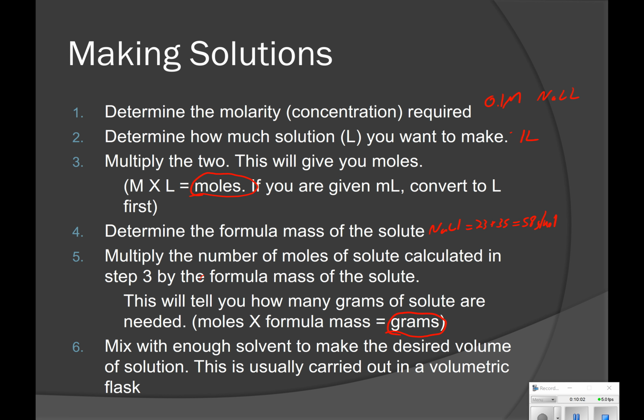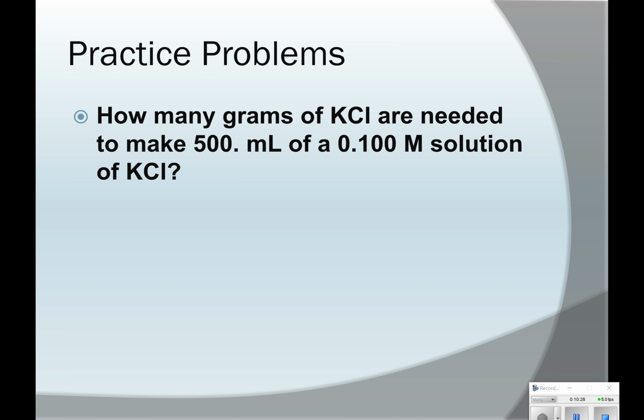This is now something that we can go and measure to make our solution, because we can't measure moles on a scale. So we have to do our conversions here. We can measure the grams that we need, and then we can dissolve that into the 1 liter of solution that we wanted to make. This is often carried out in a volumetric flask, which gives a real specific volume for making solutions.